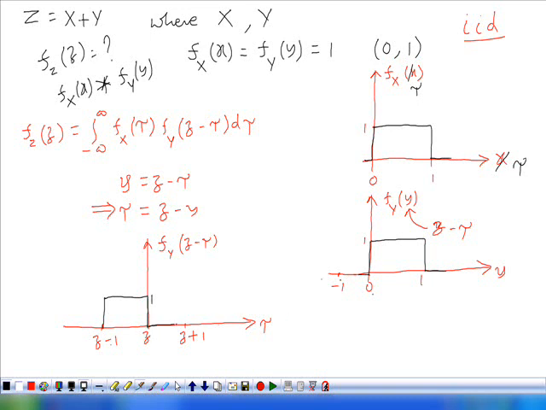Therefore this is f_Y(y) and this is f_Y(z minus tau). Because we already know f_X(tau), we should find f_Y(z minus tau). Then take the product of these two for different values of z. Is it clear to you?